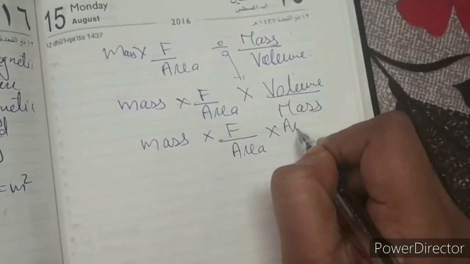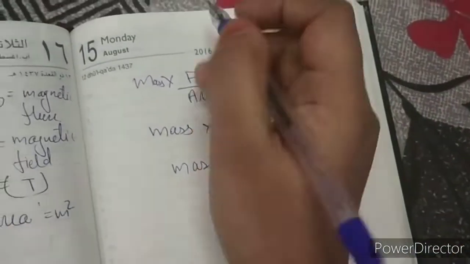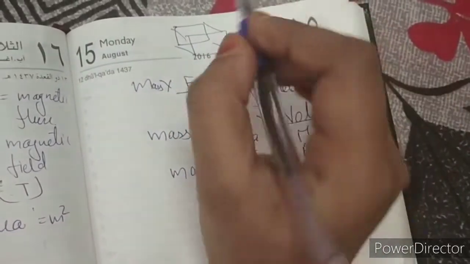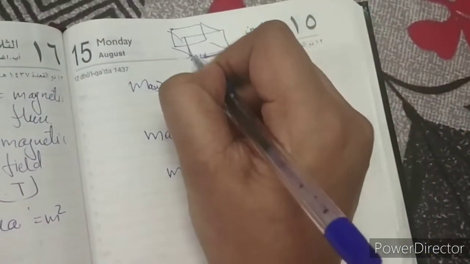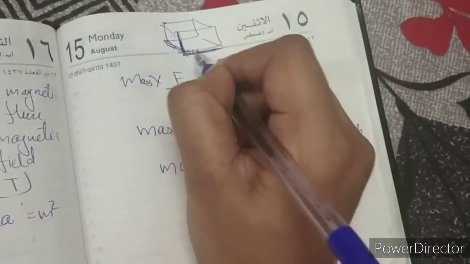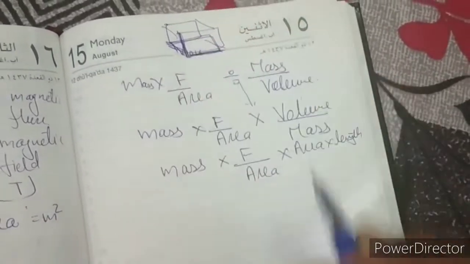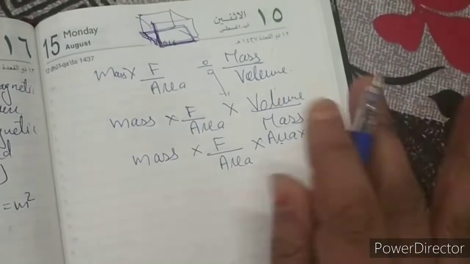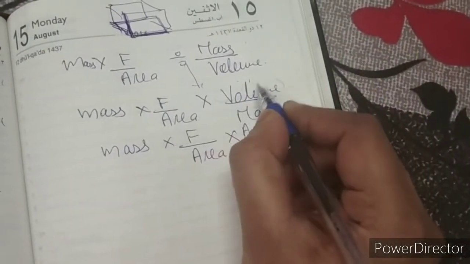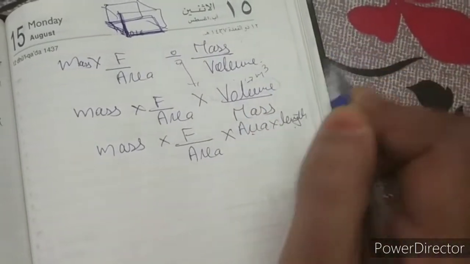Can I write volume as area into length? What is volume? If you have a block, volume is length into breadth into height. Look, this is our area, so area multiplied by one more length. So area into length. If you don't understand this, one more thing I can tell you. What is the volume unit? Volume is meter cube. So what is meter cube?